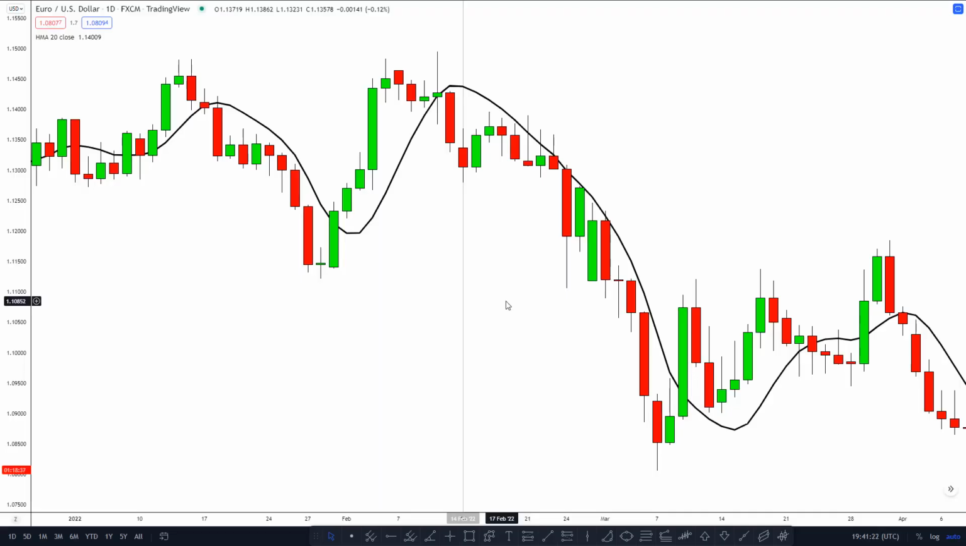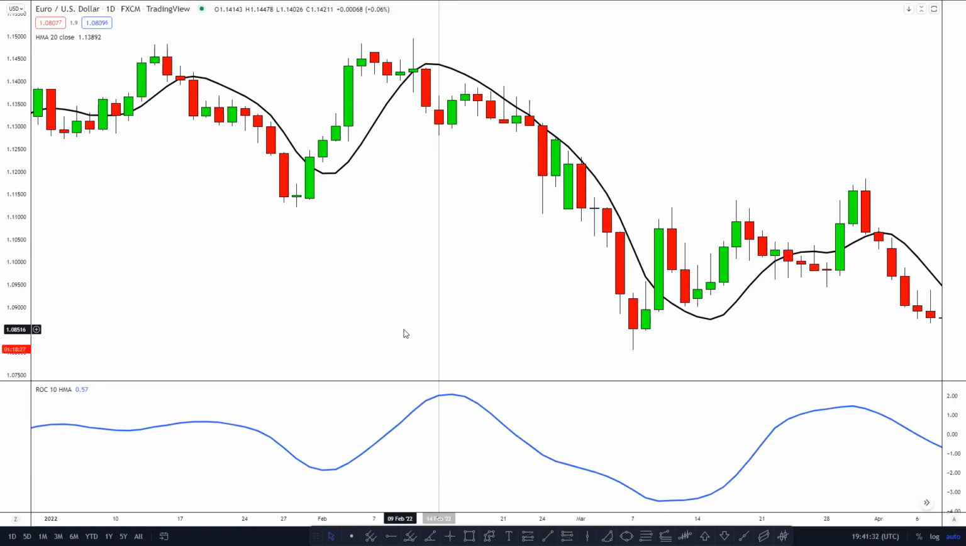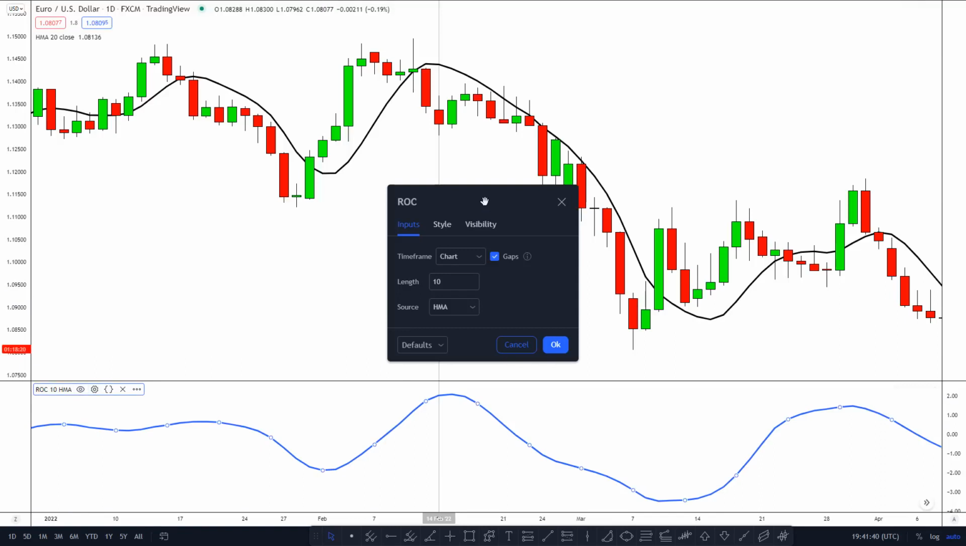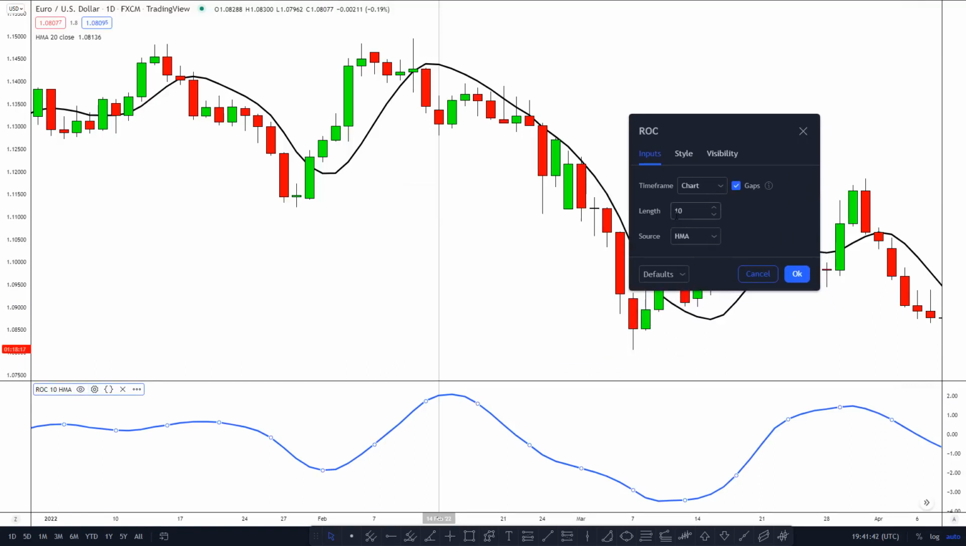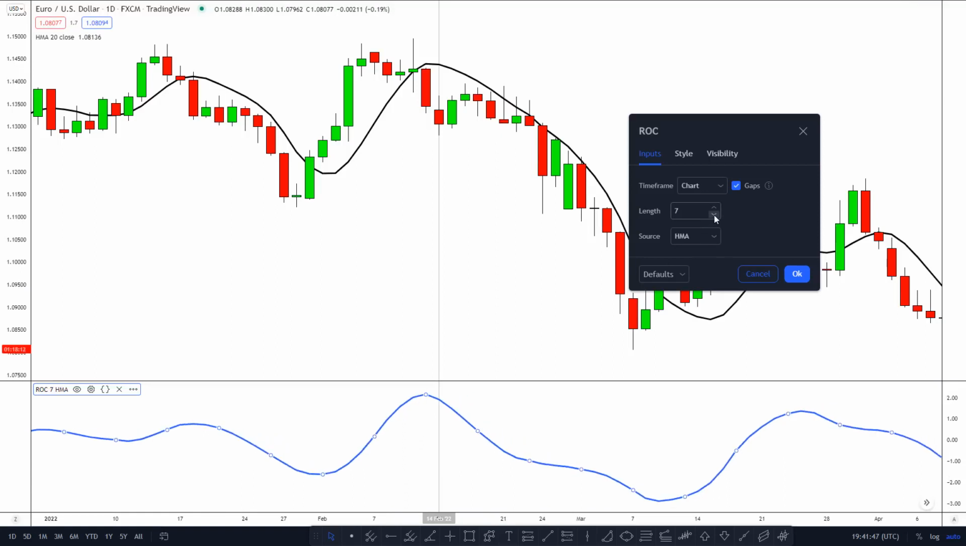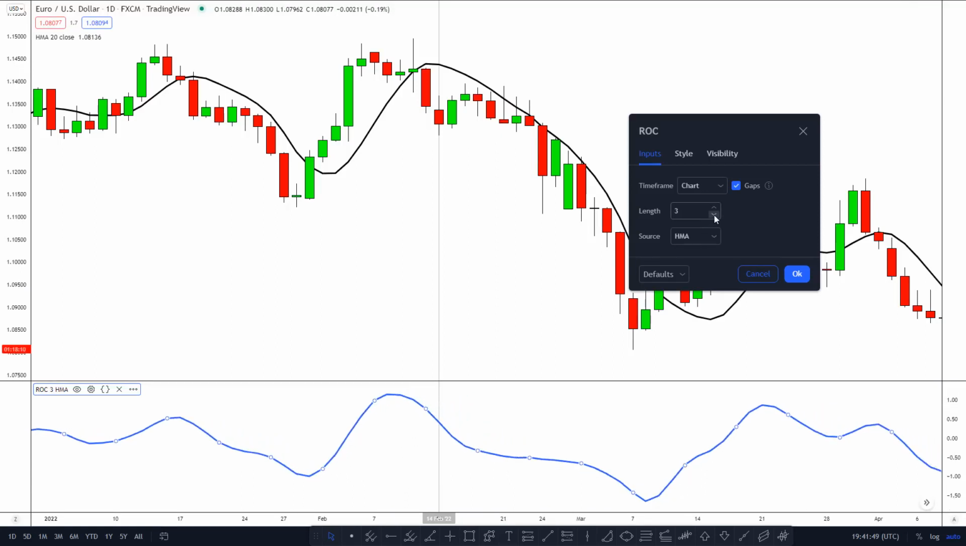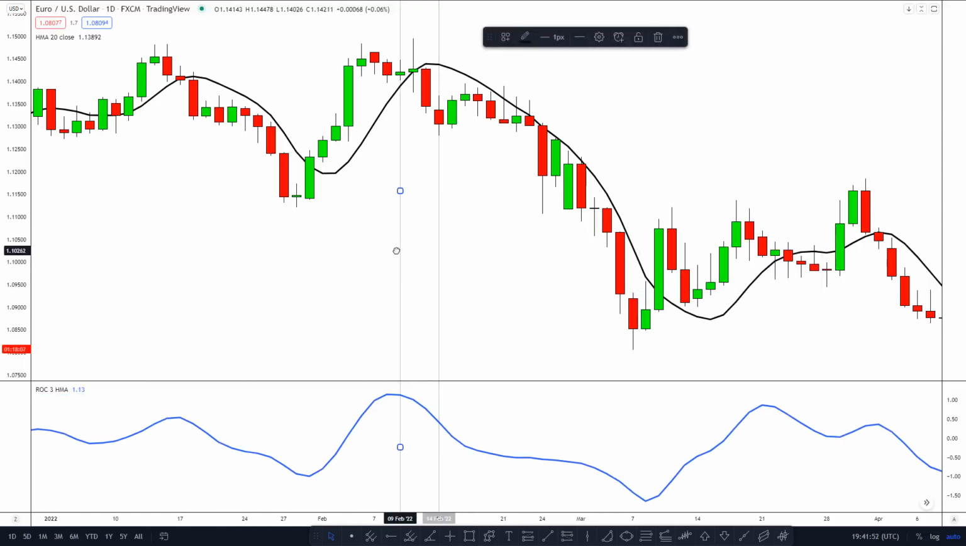In this chart, we have a 20-period HMA plotted on the chart. Notice how there is lag in the way the HMA changes direction. Now let's plot the rate of change of this HMA. We do this by changing the source of the rate of change indicator to use the HMA series. Initially, with a period of 10, the rate of change yields roughly the same timing as the HMA, but if we reduce the period or length of the rate of change indicator, therefore increasing its sensitivity, we'll see how the indicator will remove some of the lag of the original HMA while preserving most of its smoothness.